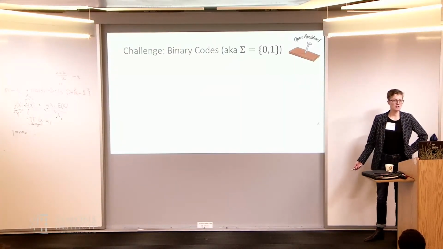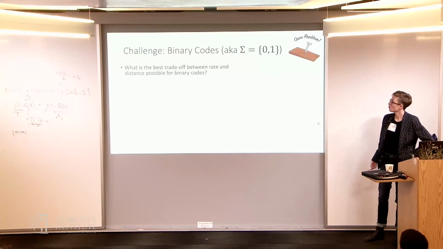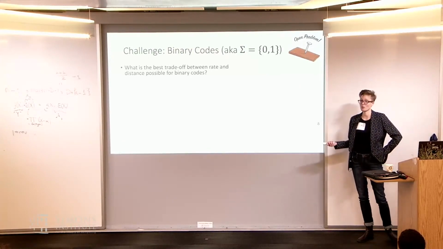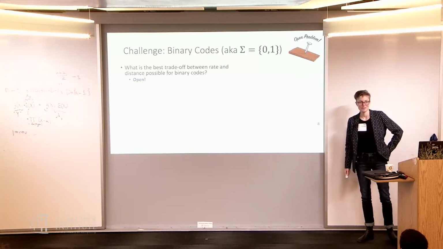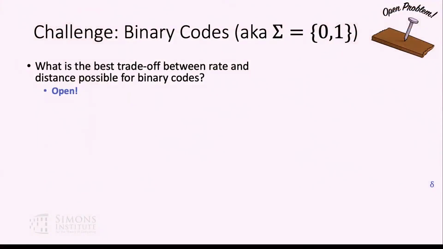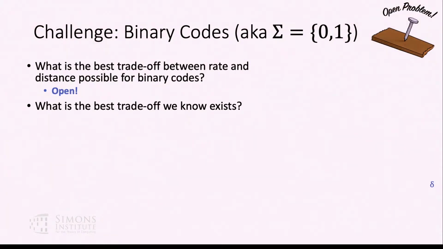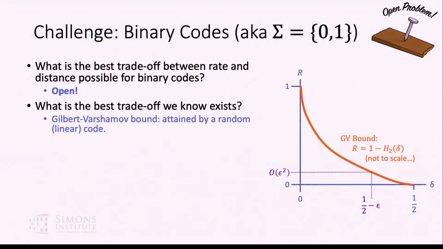So here are some natural questions you might want to ask about binary codes. What is the best trade-off between rate and distance possible for binary codes? Open, right? This is one of the biggest open questions in coding theory. How about the best trade-off that we know to exist? This is something called the Gilbert-Varshamov bound. It is attained by a random linear code. It looks something like this. As the relative distance goes from 0 to a half, and for binary codes the best distance you can really hope for is about a half. Sorry, by binary codes, I just mean that the alphabet is 0, 1.